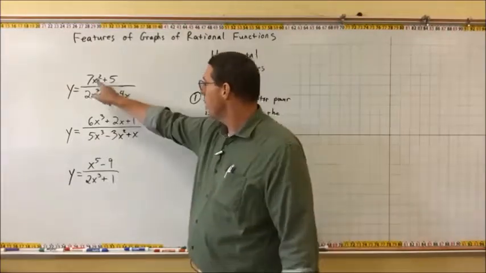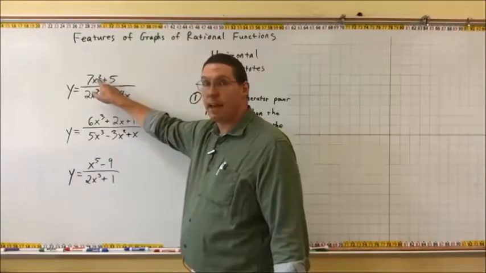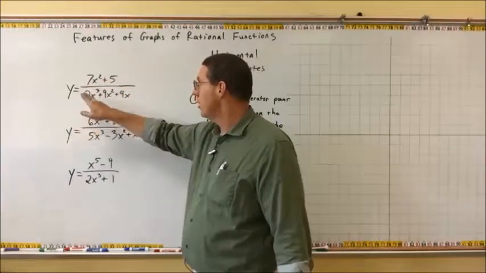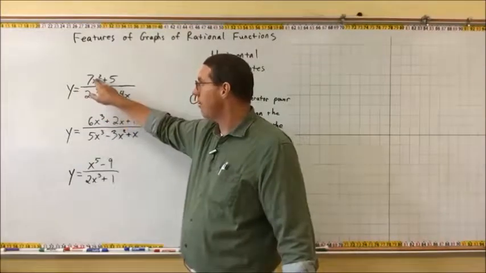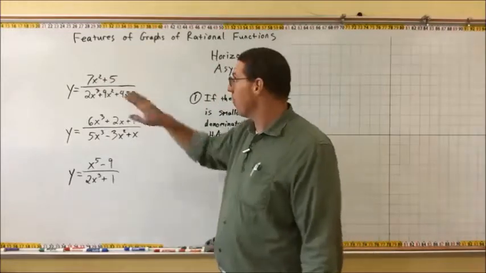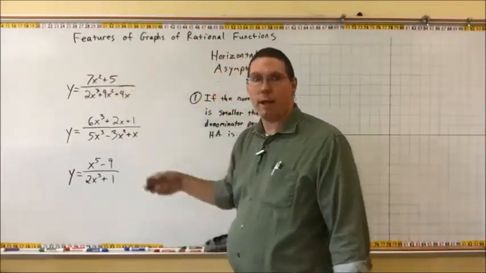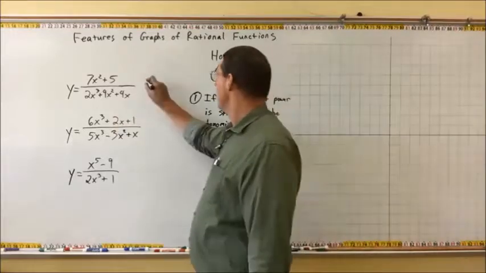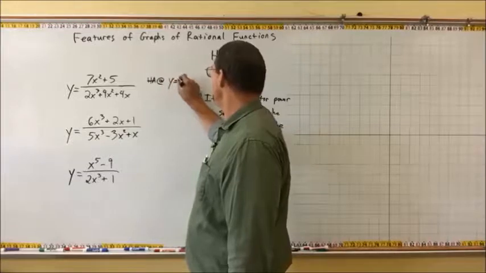So here, look at this one. The power of the numerator, this is 7x squared. Now the power is the exponent, not the coefficient. The 7 is larger than the 2, but we're not looking at the coefficient, we're looking at the power. This is x squared, this is x to the 3rd. And so therefore, this function has a horizontal asymptote at y equals 0.